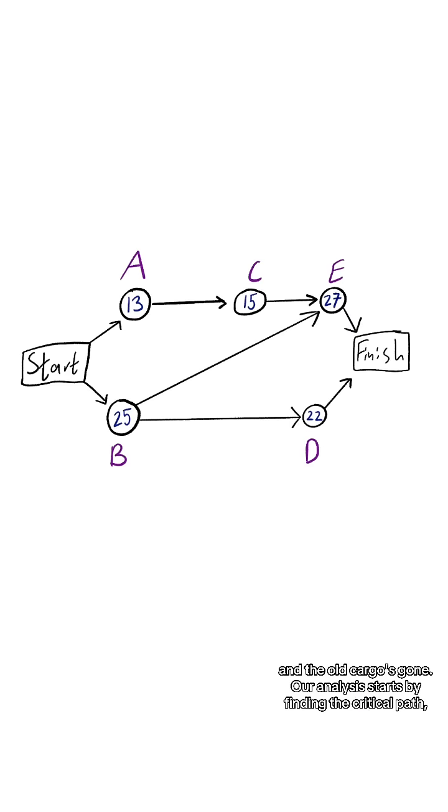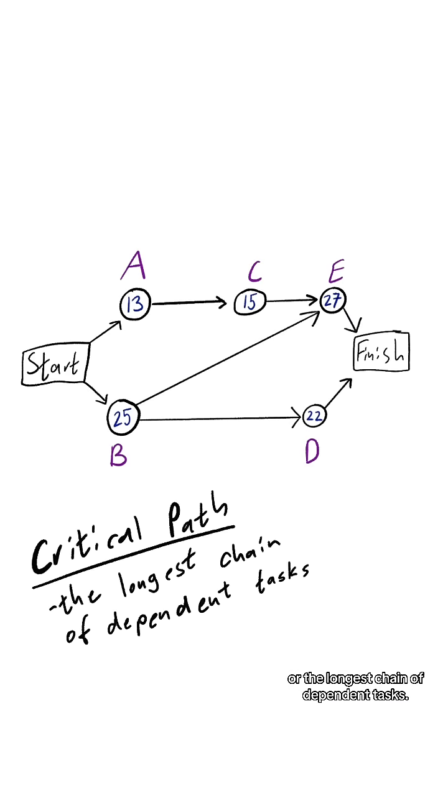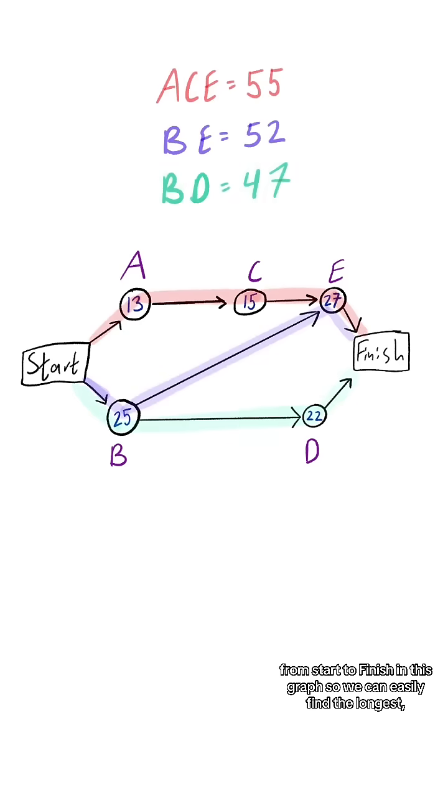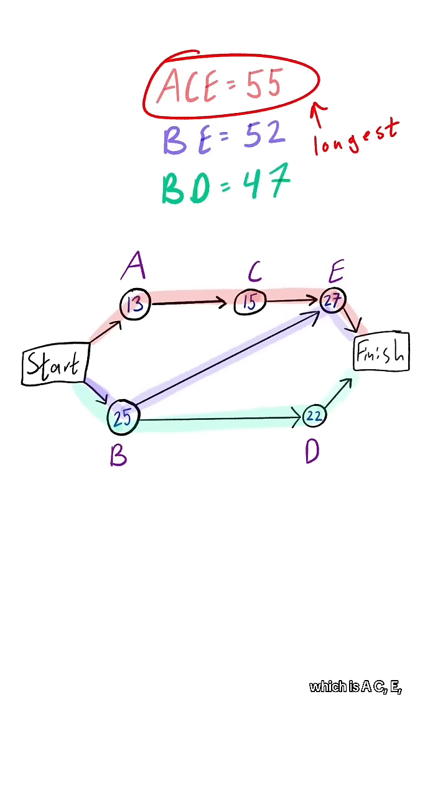Our analysis starts by finding the critical path, or the longest chain of dependent tasks. There are only 3 paths from start to finish in this graph, so we can easily find the longest, which is ACE, a total time of 55 minutes. That means even if everything else runs perfectly in parallel, the absolute fastest turnaround time is 55 minutes.